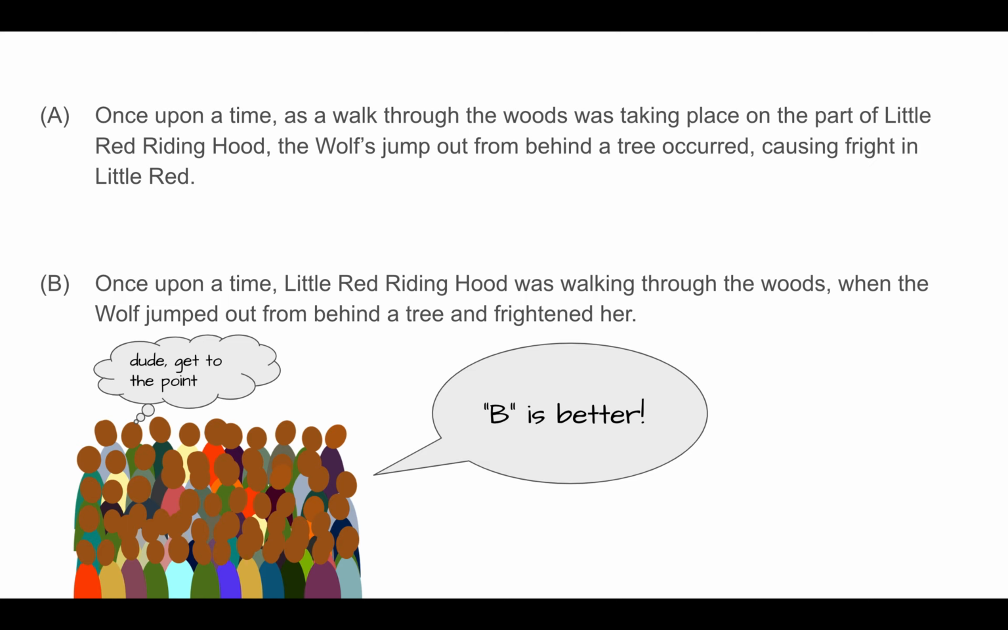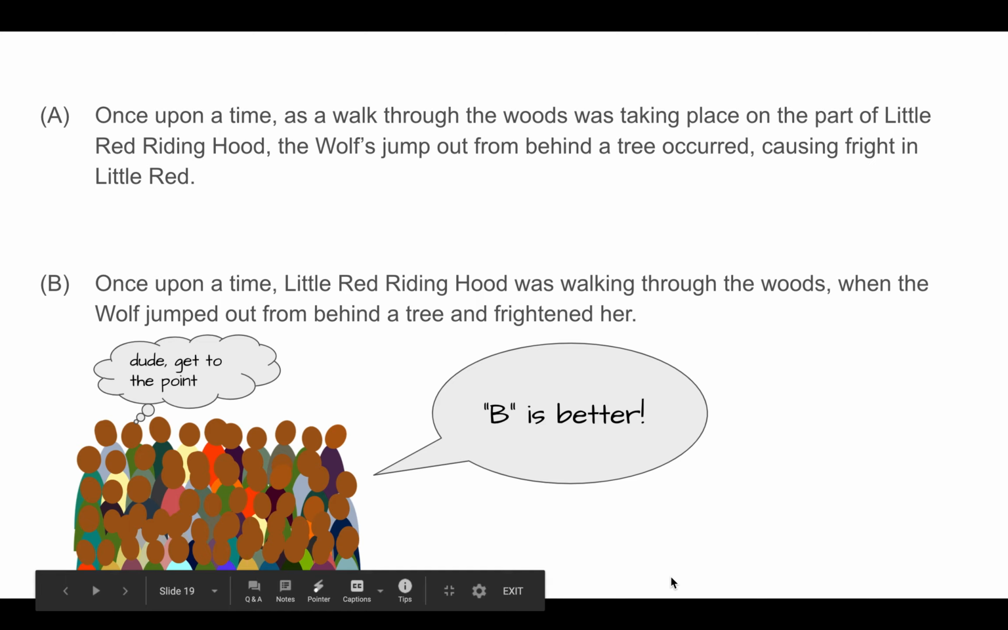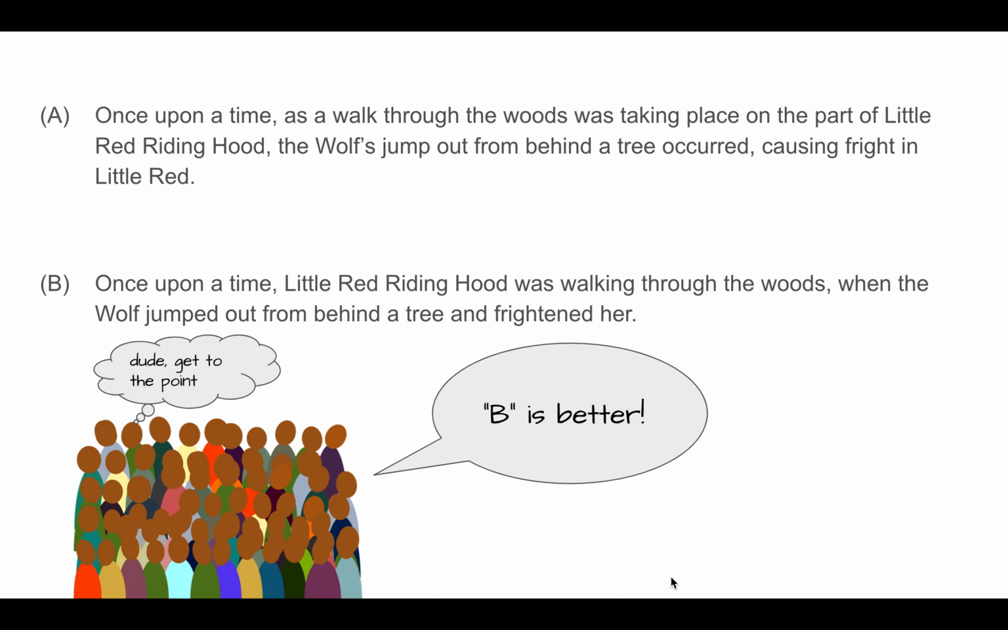Let's compare that version of the story to a different version. I just read you version A, which we said sucks to some extent. Here's version B. Once upon a time, Little Red Riding Hood was walking through the woods when the wolf jumped out from behind a tree and frightened her. Like the crowd here, most of us would probably say we prefer version B. B is better. Just like in our last pairing of sentences, we like the second version better. But why? Again, what makes B better?